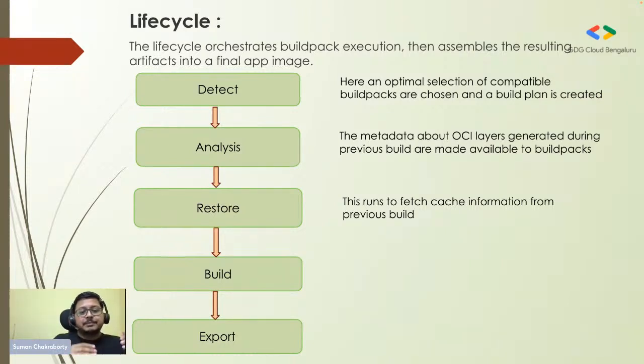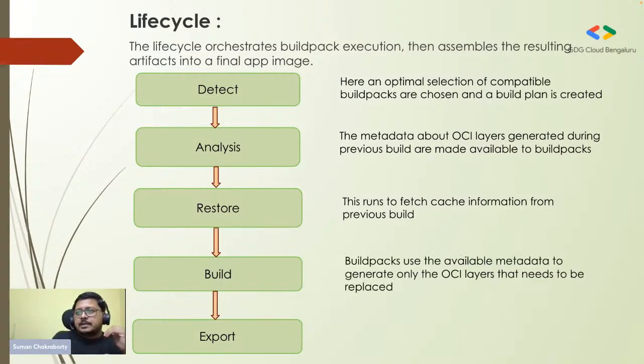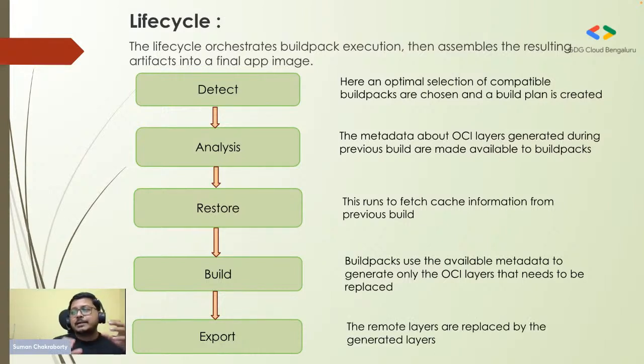It is more about something we will discuss later, called rebasing, where it removes the layer from the bottom of the stack and adds a new layer on top of it, keeping the whole stack the same without making any changes. The build is where your buildpacks use the available metadata to generate the OCI layers which need to be replaced. While export is where the remote layers are replaced by the generated layers and the final OCI image is constructed and pushed directly to the registry.